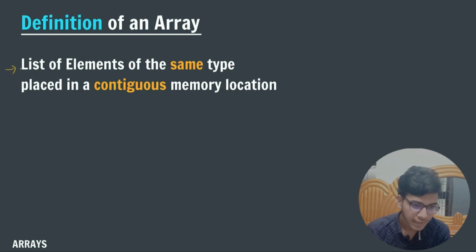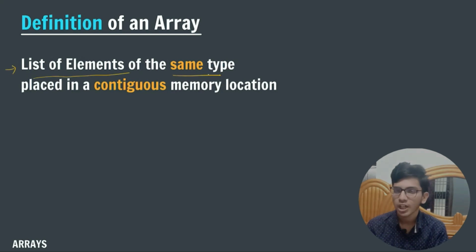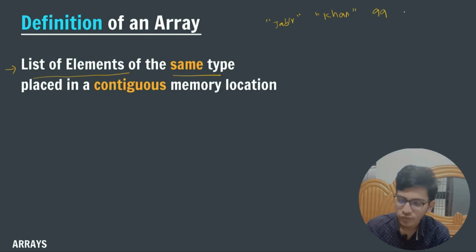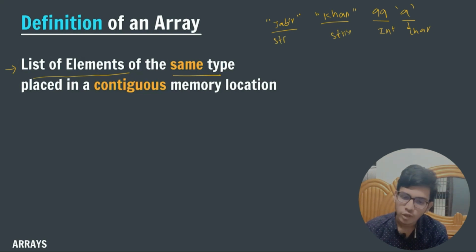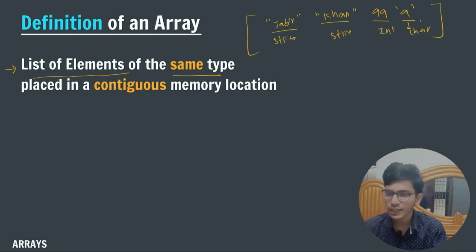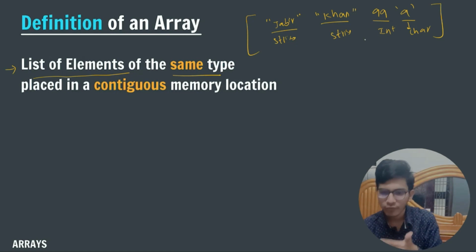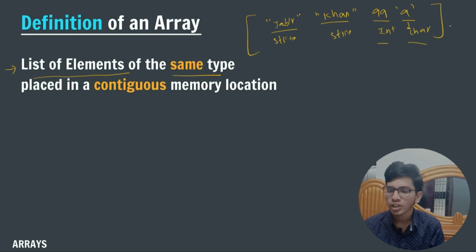So the first line is list of elements of same type. Remember guys, suppose I want to store this, let us consider Jabir, after that Khan, after that 99, after that A. So here this is a string, after that this is also a string, and this is an integer, and A is a character. So this belongs to char, after that this is an integer, after that this is a string, and finally this is a string. So here we can see that the data provided here is dissimilar. So string is different from integer and integer is different from character. So these kinds of things I can't store in my array. The data which is provided should be similar, should be the same.